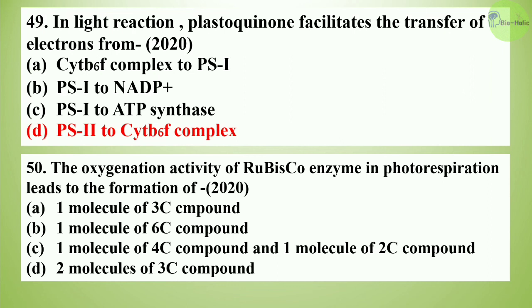In the photorespiration process, we know 1 molecule of phosphoglycolic acid, that is a 2 carbon compound, and 1 molecule of phosphoglyceric acid or PGA is formed. Phosphoglyceric acid is a 3 carbon compound and phosphoglycolic acid is a 2 carbon compound. So in these 4 options, option A will be the answer, that is 1 molecule of 3 carbon compound, though another molecule is produced, that is phosphoglycolic acid, which has 2 carbons in its structure.